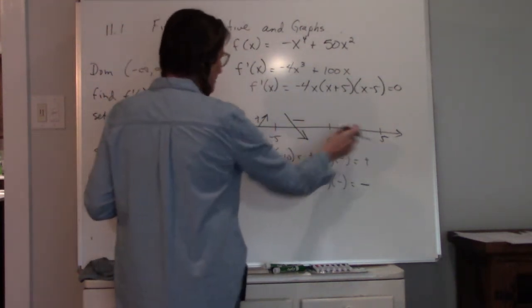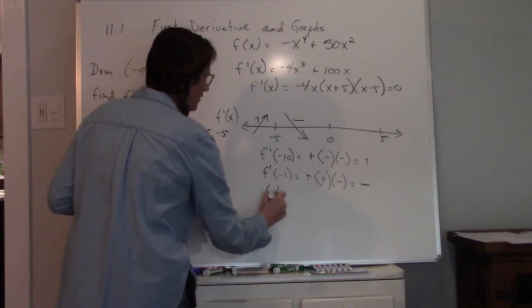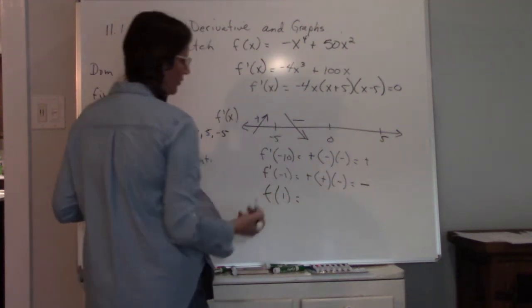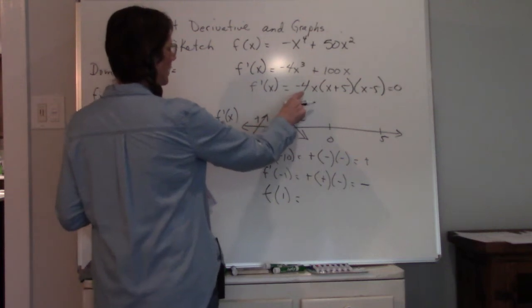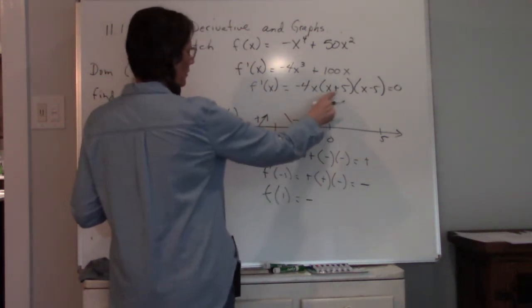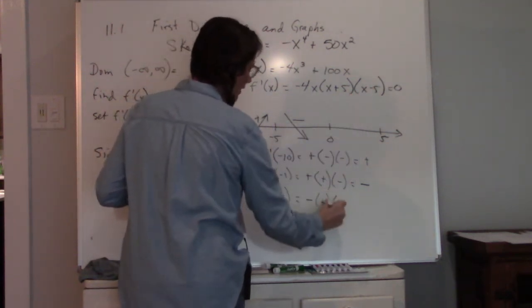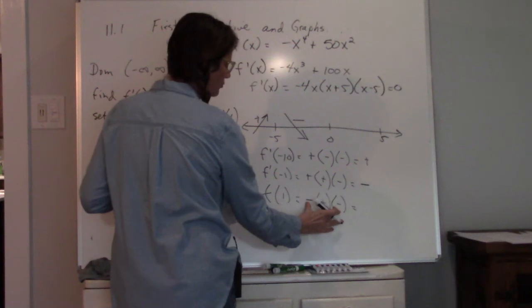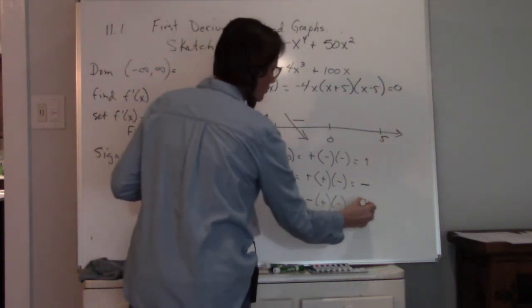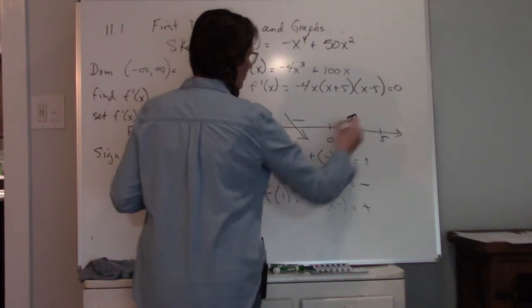Now I'm going to test this interval between 0 and 5, so I'm going to pick positive 1. So again, negative 4 times 1 is a negative. 1 plus 5 is a positive. 1 minus 5 is a negative. I have two negatives, that's an even number, so that makes that interval positive. So it's going to go uphill.